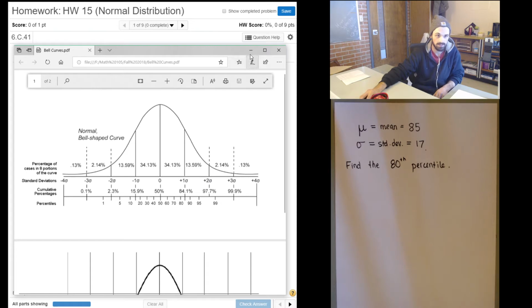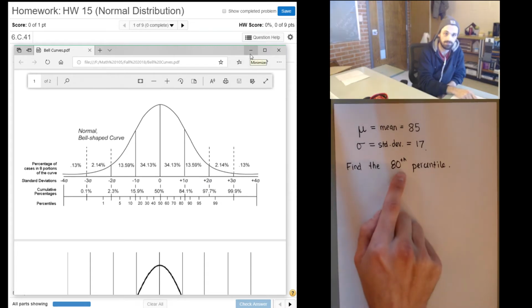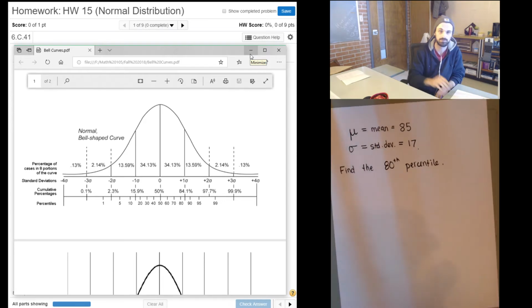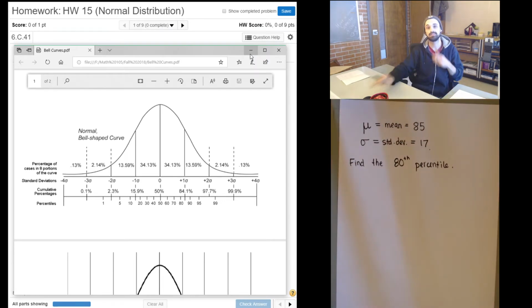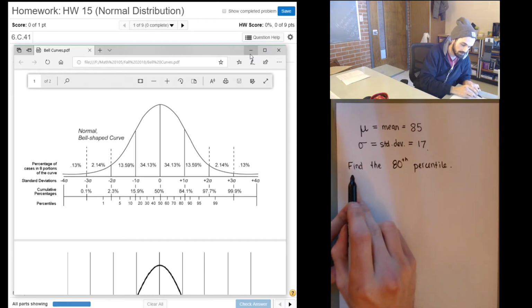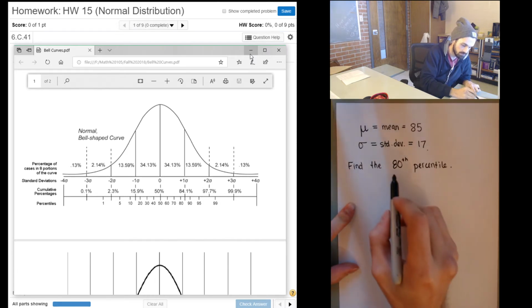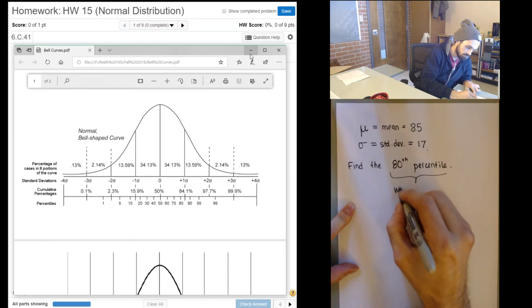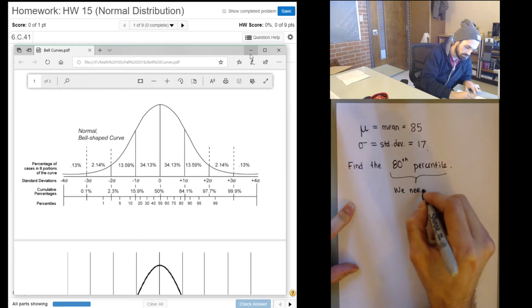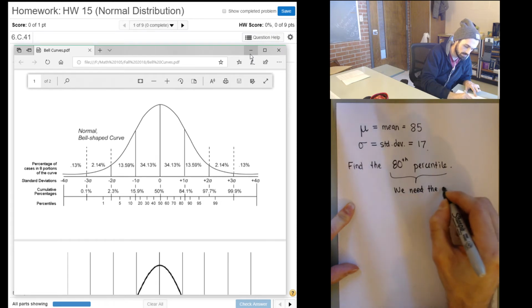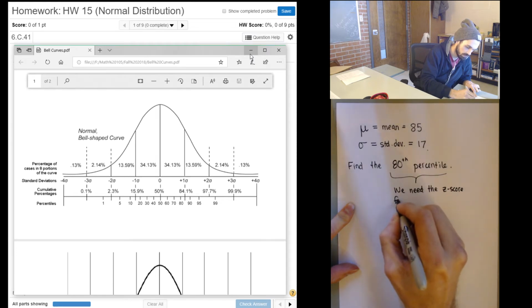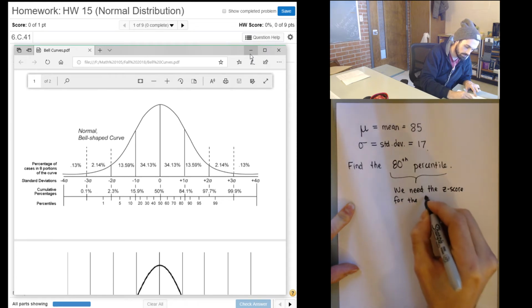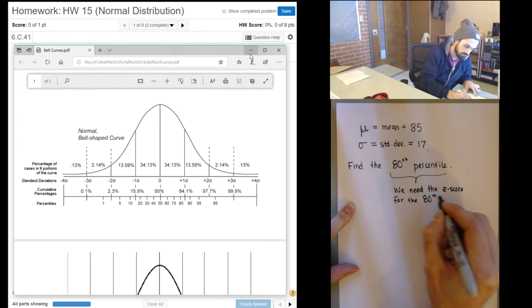All right, so we're after finding the 80th percentile. And this is how you should think about this statistics stuff: if you are to find the 80th percentile, we need the z-score for the 80th percentile.